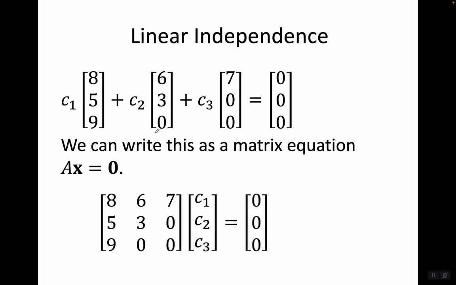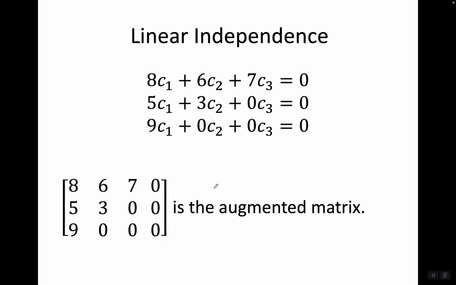Okay, so here's our equation. We can write this as a matrix equation, Ax equals 0. This is our matrix A that we were talking about earlier. We're going to call this our vector x, put a little arrow on it to make it look like a vector, and this is the 0 vector. So we're going to write this as a matrix equation, Ax equals 0.